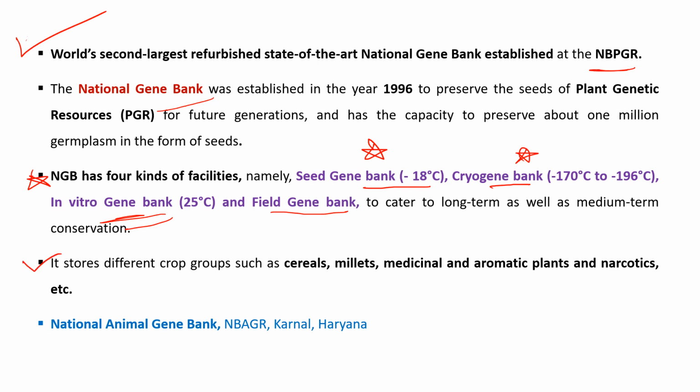So the National Gene Bank stored various types of crops like cereals, millets, medicinals and aromatic plants.